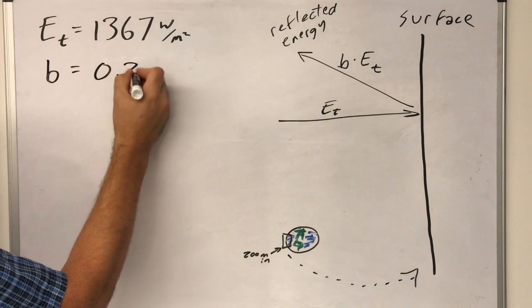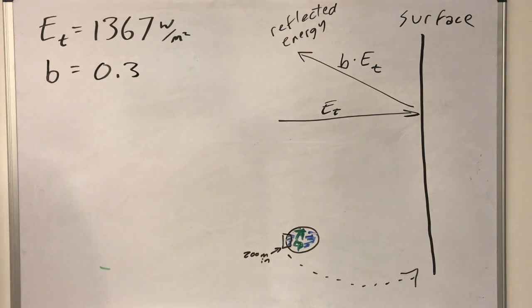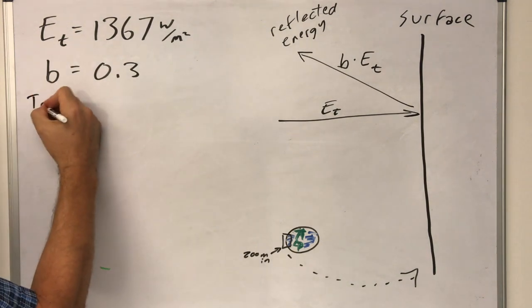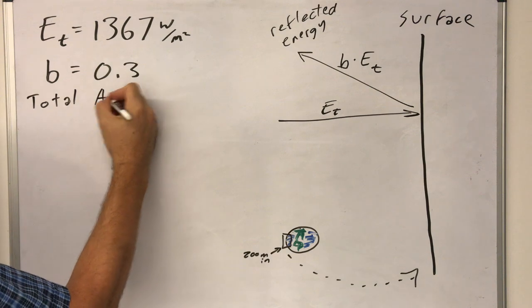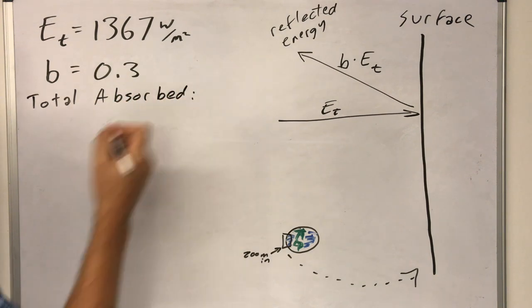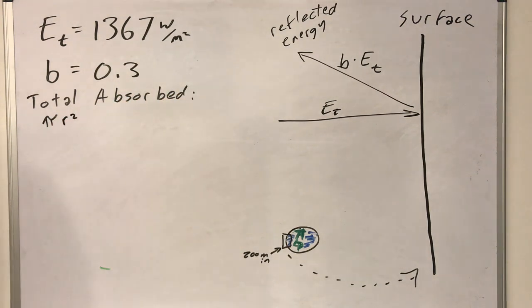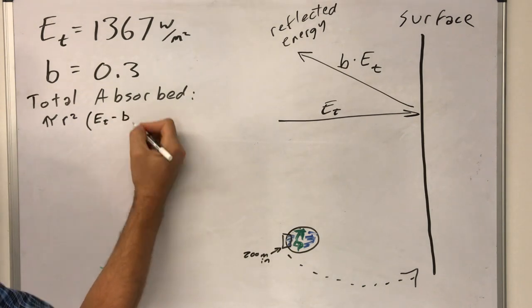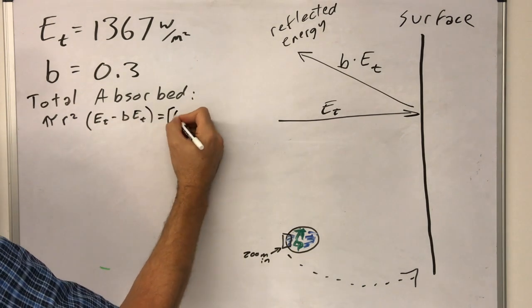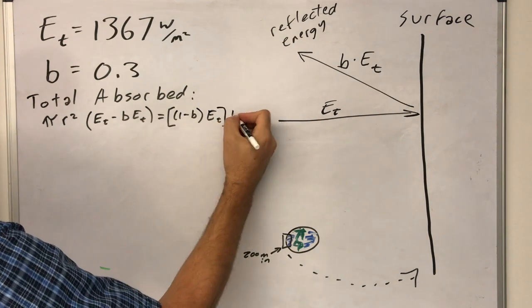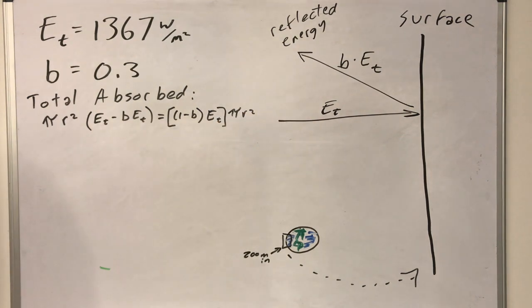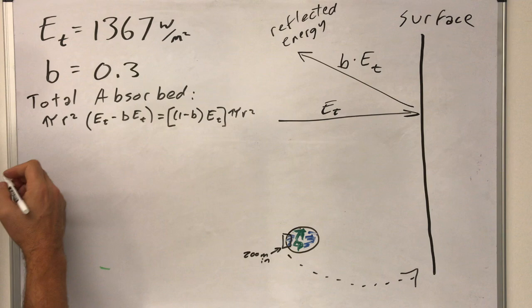I'm using B for albedo rather than A because we're going to want to use A for atmosphere, and things are going to get confusing if we're not careful. So you can think of it as albedo, or you can imagine that B stands for bounce. Okay, great. So total energy absorbed by the planet is just E sub t times 1 minus B times pi r squared. It's 1 minus B because everything that doesn't get bounced away gets absorbed.